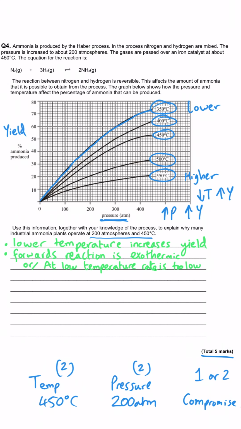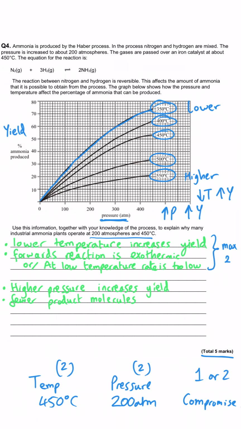We could throw in something extra from our knowledge beyond yield. And then when we move on to the pressure, we again say what you see. Increasing the pressure increases the yield. And then we can tie it into Le Chatelier, but this time we've got some help because we've got the equation to point us in the right direction. There are 4 molecules on the left-hand side and 2 on the right, therefore there are fewer product molecules. Then we move on to our compromise.